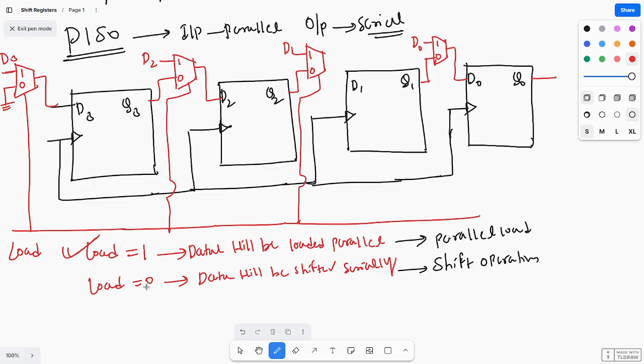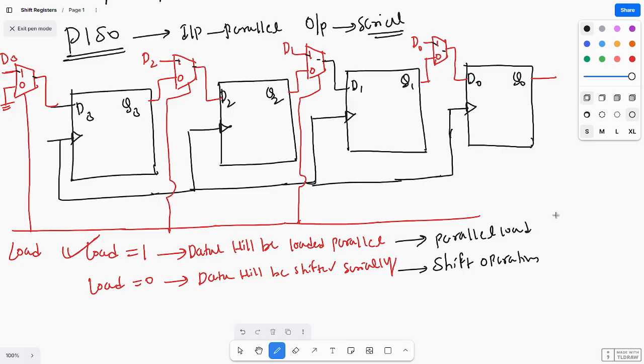And when load equal to 0, so parallel load means directly this D1 and D0 will be connected. So this will be loaded into all the registers, all the D flip flops. And when load equal to 0, shifting operation is happening, means SISO, serial operations we already seen, no. So we'll analyze this circuit with this table.